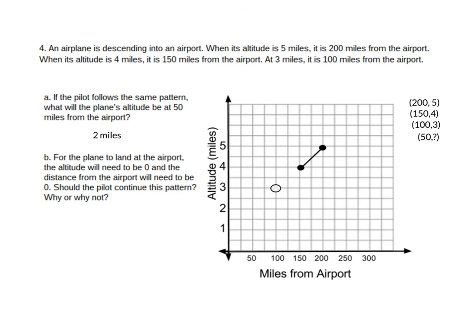For the plane to land at the airport, the altitude will need to be 0, and the distance from the airport will need to be 0. That's right here at the origin. Should the pilot continue this pattern? Well, let's see if we can get to (0, 0). As I continued, I noticed that going down 50 and going down 1, I get to (0, 1). So 0 miles from the airport will be 1 mile in altitude. And that will not safely get them to the airport because they need to be at (0, 0), and they'll actually be at (0, 1).